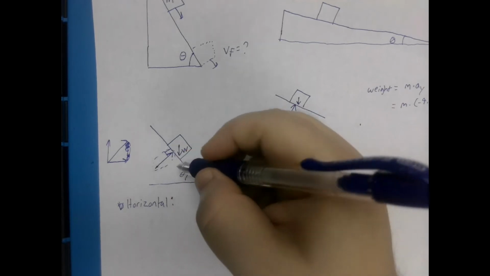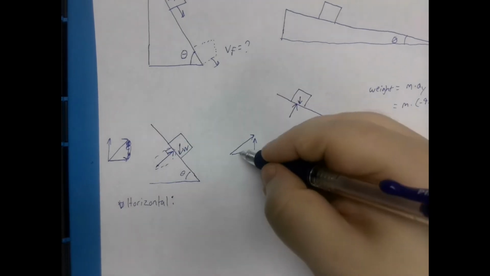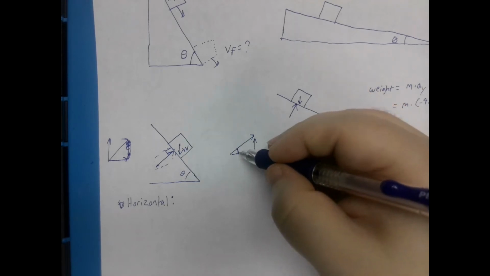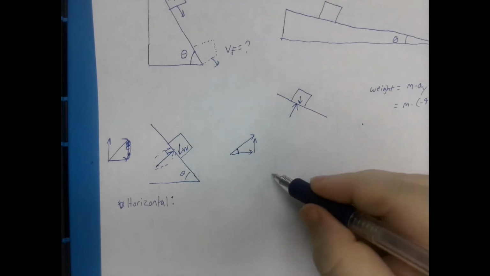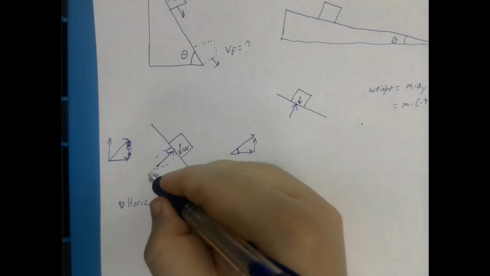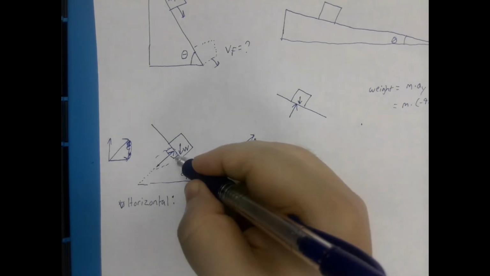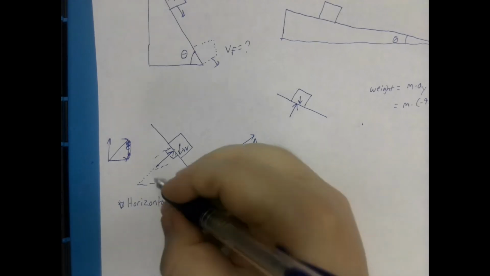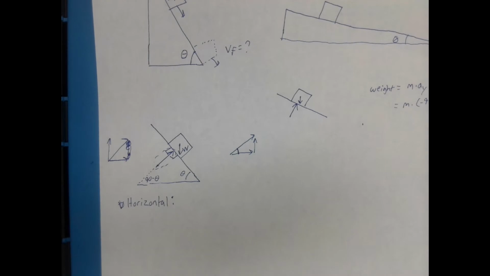So if we take, we need to figure out what this angle is. So what would this angle be right here? No. So let's imagine this continue down right here. This is 90 degrees. This is theta. That's 90 degrees. This angle right here would be 90 minus theta. Right?